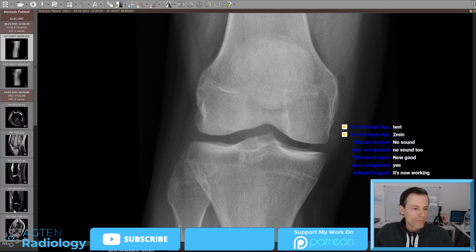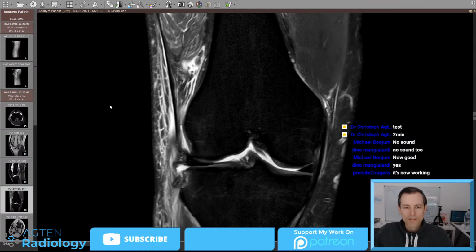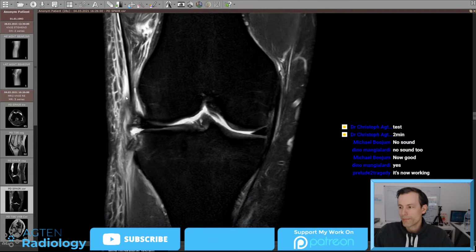Now let's have a look at the MRI. I will go through the case systematically, like I would normally do if I am reporting this case. My strategy is that I start medially, then I go to the lateral side, then the central compartment, and the last one is the femoropatellar compartment. So I basically have 4 paragraphs, each covering one of the compartments. With that said, let's start with the medial compartment.